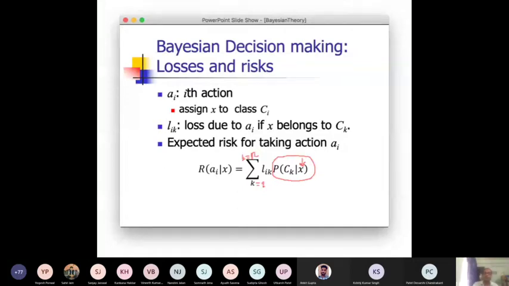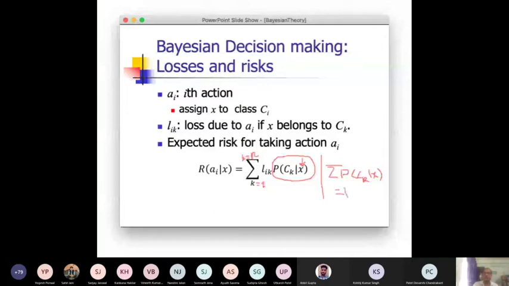Okay. So what should be the sum of this posterior probability? What should be the sum of the probability of Ck given X for all these classes? What should it be? 1. Yeah, it should be equal to 1.